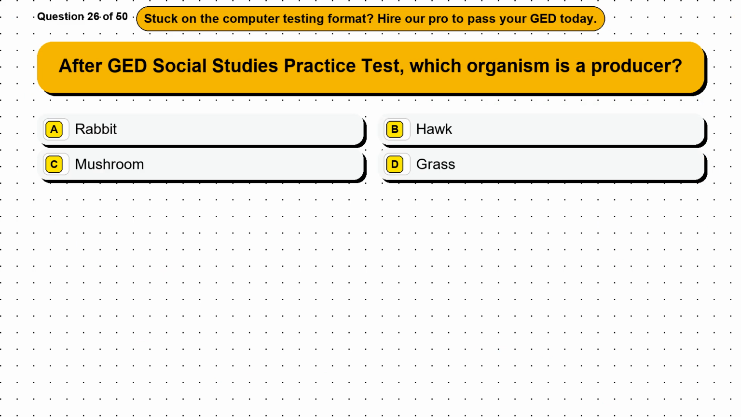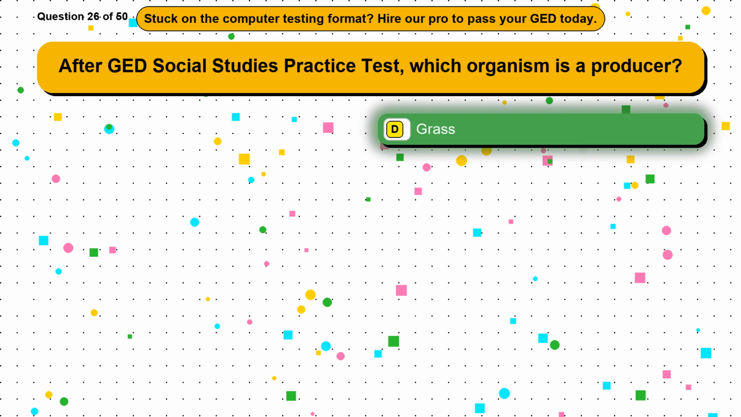Question 26. After GED Social Studies practice test, which organism is a producer? Option A, rabbit. Option B, hawk. Option C, mushroom. Option D, grass. The correct answer is option D, grass.